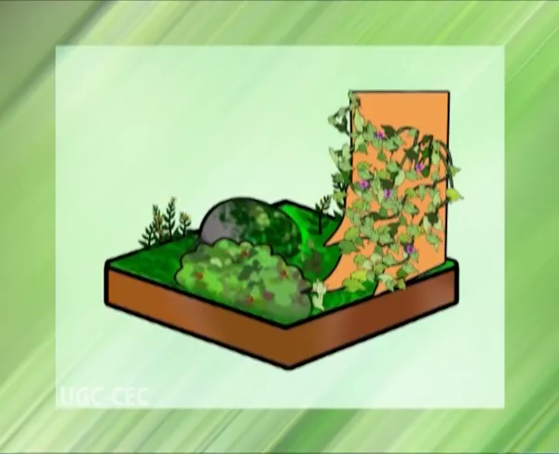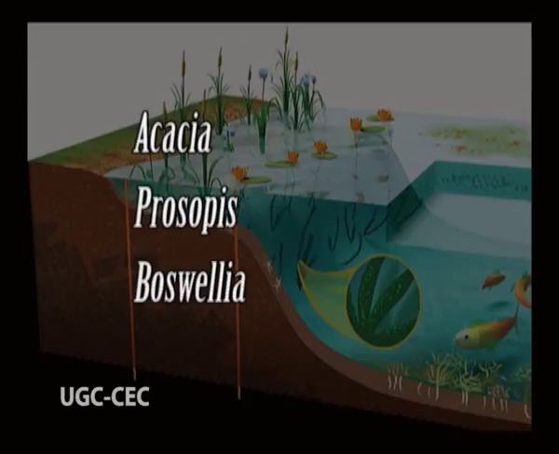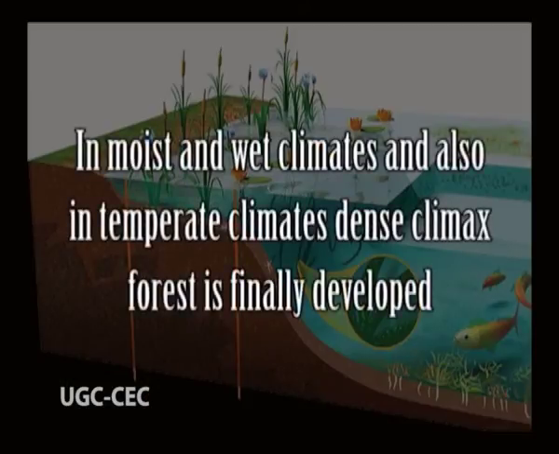Due to the weathering of rocks, a thin layer of soil is formed which supports small trees like acacia, Prosopis, Boswellia, etc. Plants require high rainfall to reach the climax stage. In moist and wet climates and also in temperate climates, a dense climax forest is finally developed.